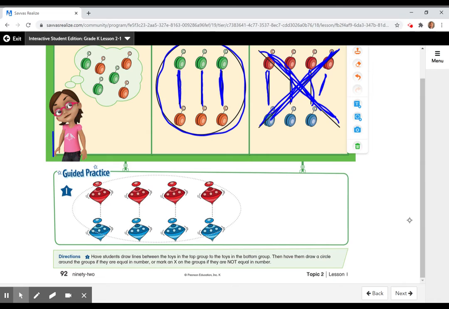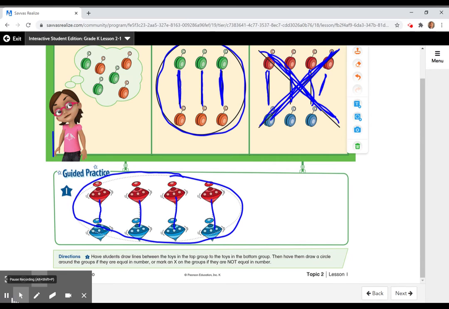Good. So let's go down to number 1, and we have some tops, or some spinners, and we're going to match them up. So draw a line from the red to the blue, red to the blue, red to the blue, and red to the blue. Does each one have a partner or a pair? They do. So we're going to make a circle around it, because the red is equal to the blue. There's the same number of blues.